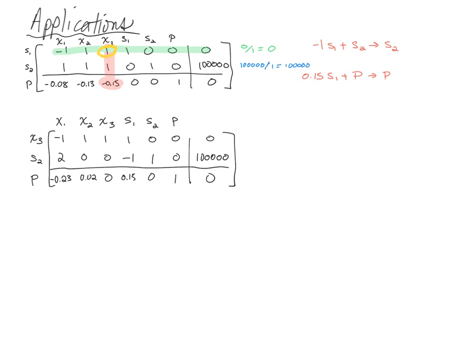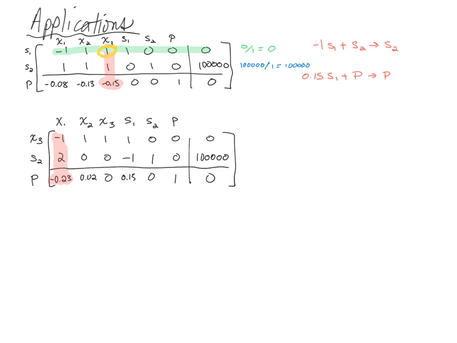What do we do next? Well, we just repeat this process. We come back, we're done simplifying, it's 1, 0, 0. We come back and we find the most negative number in the bottom row. That is negative 0.23. There it is.